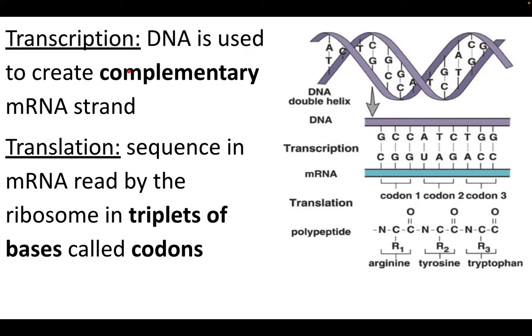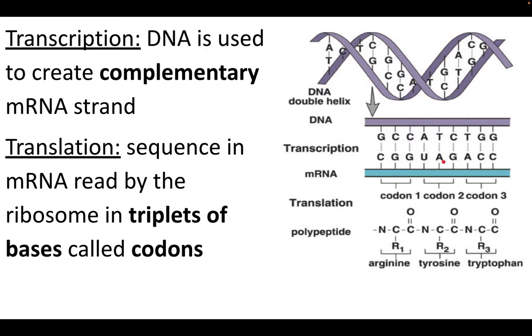In the process of transcription, DNA is used to create a complementary mRNA strand. So here in purple, we can see the DNA double helix. In the process of transcription, those two strands are separated and complementary bases are added. So G goes with C, C goes with G, C goes with G, A goes with U, because there's no T in RNA. T goes with A, and so on and so on.